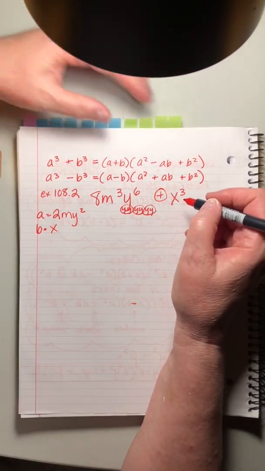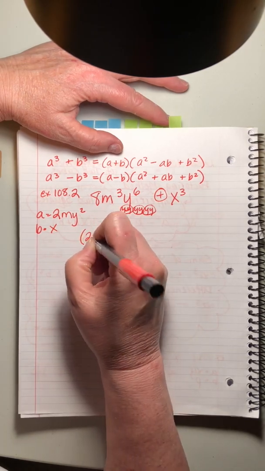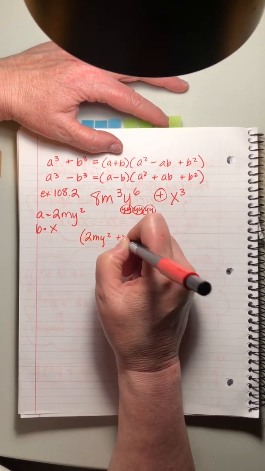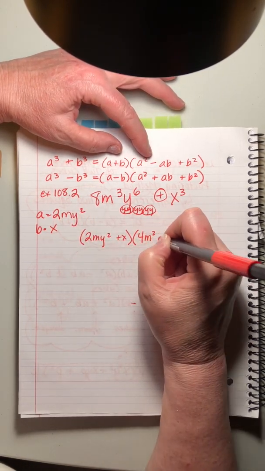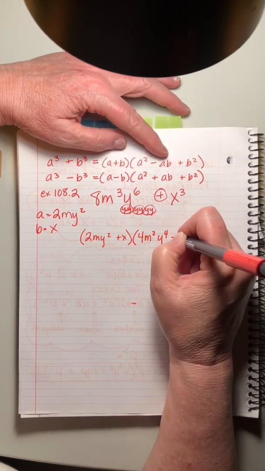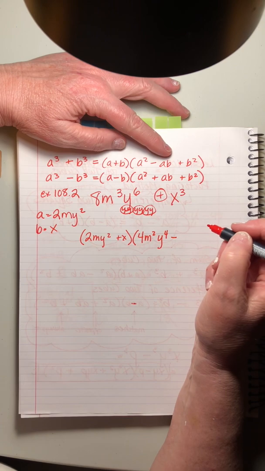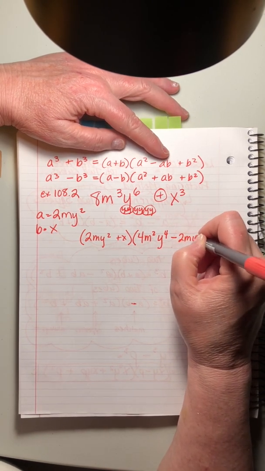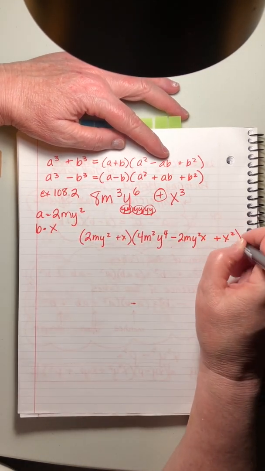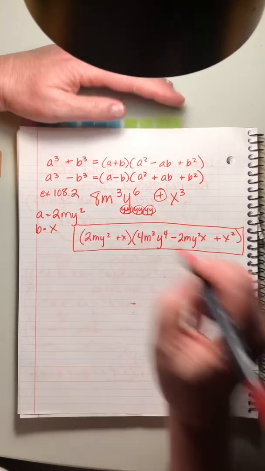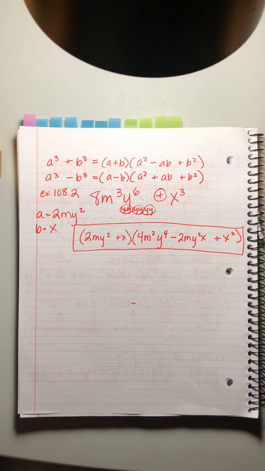So we want to go here. Now we fill in: it's 2my squared plus x times, now we have to square this, so it's going to be 4m squared y to the 4th, minus, there's the big minus sign, ab, 2m y squared x, plus b squared, that's easy. Let's make sure I got it right. Yay, that's right.